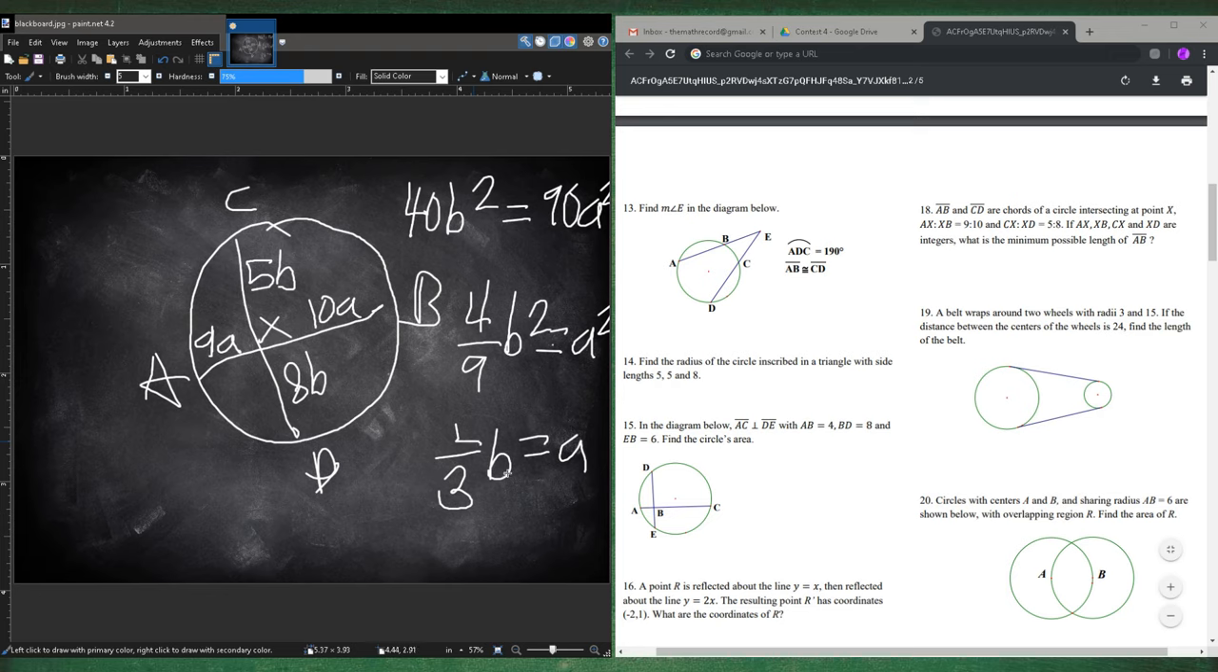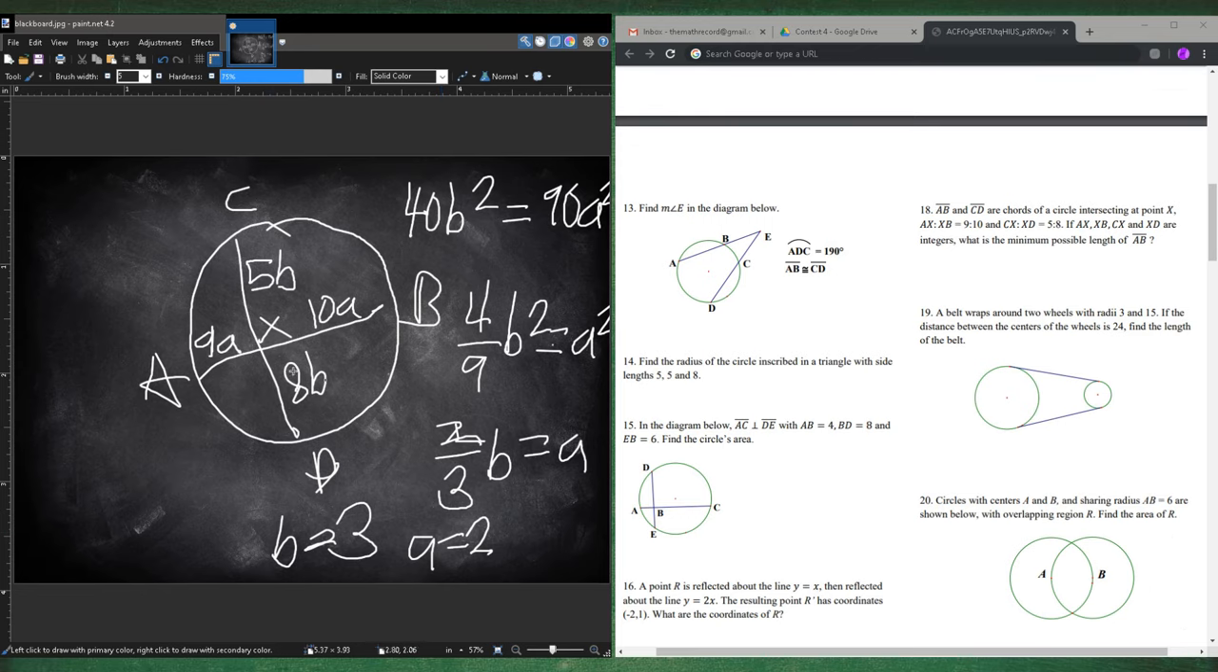Since a has to be an integer and b has to be an integer, you just need to take that 3 out, so the smallest b has to be a multiple of 3 for a to be an integer. The smallest multiple of 3 is just 3. So if B is equal to 3, then A is equal to 2. So what's the minimum possible length of AB? Since A is equal to 2, just plug it in here. So this would be 18, and this would be 20. Add those together, and you get line AB with a length of 38. Basically just that simple.